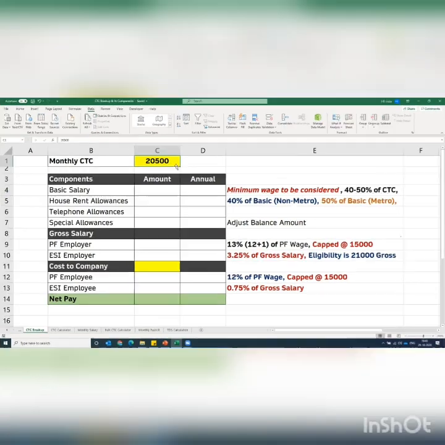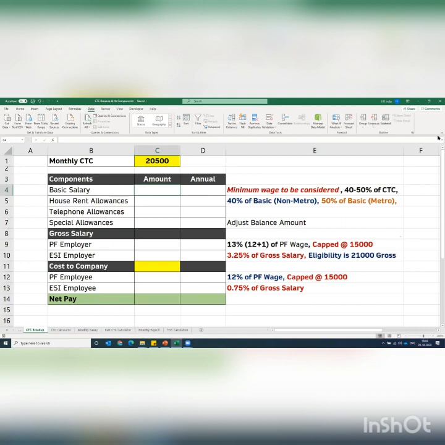Now, why 40 to 50%? Why not less than 40 or more than 50%? You can do that as well. But usually we do not take a higher basic salary because all the statutory contributions are calculated on basic salary only. That's why we avoid taking higher percentages for the calculation of basic salary. 40 to 50% is usually universally accepted, and usually all companies refer to this. You can go below 40% of the CTC also, but always remember that it should not be less than the minimum wage of the state, right? That would be non-compliant.